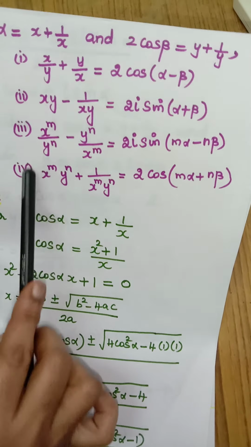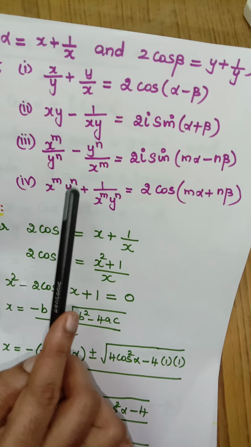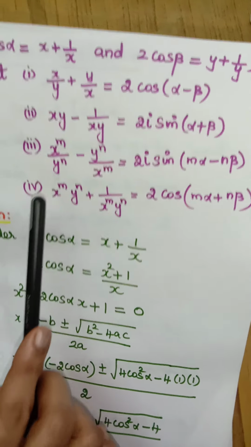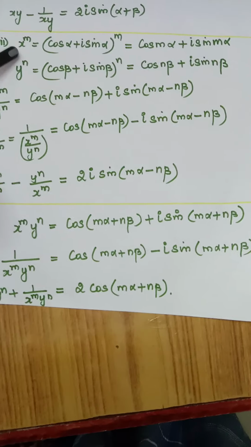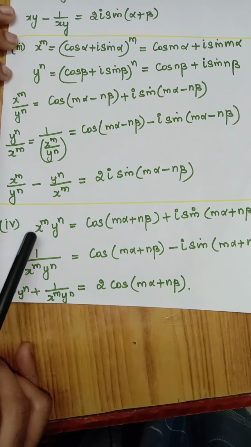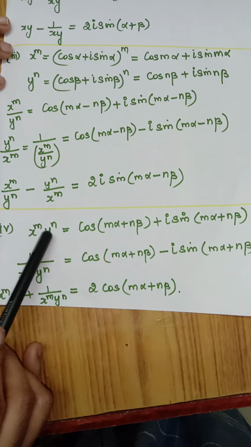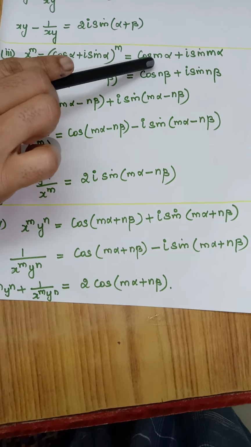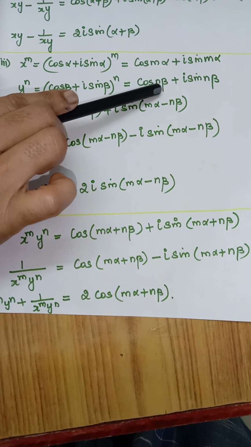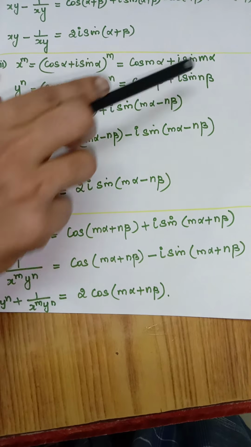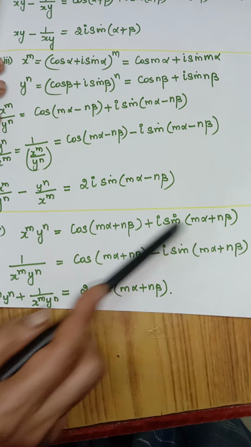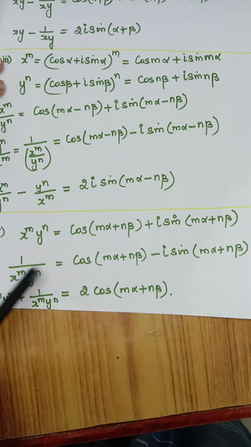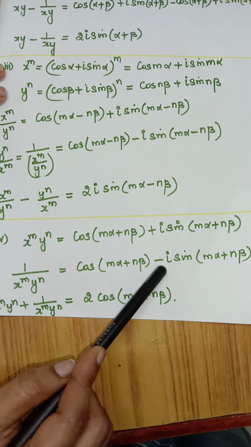So you have to prove x power m into y power n plus 1 by x power m into y power n. Consider the first one. What is it? x power m and y power n we have already found. We have to take the product. So while you are taking the product, what you have to do? You have to add the angles. So see the angles, cos m alpha plus n beta plus i sin m alpha plus n beta. So next term, what is it? The reciprocal. So reciprocal means what you have to do? You have to replace i by minus i.